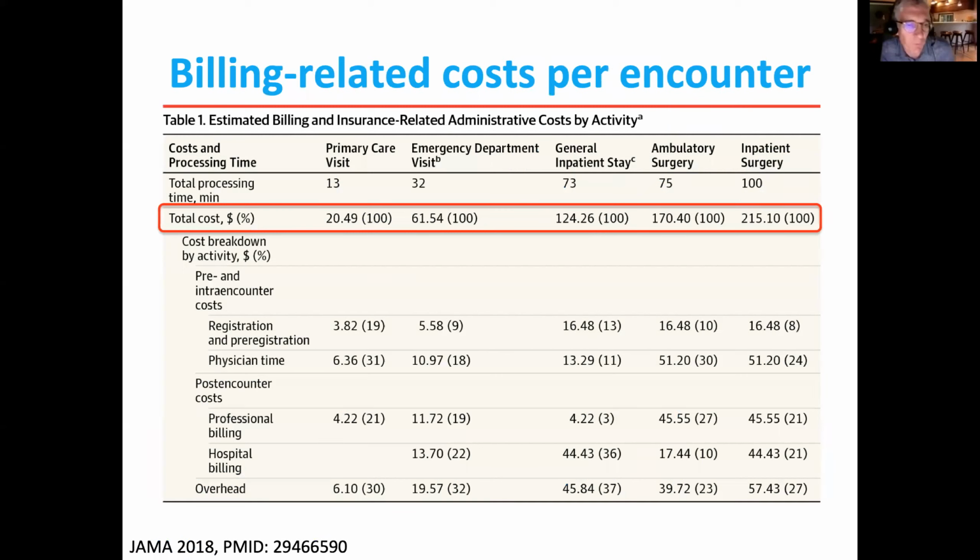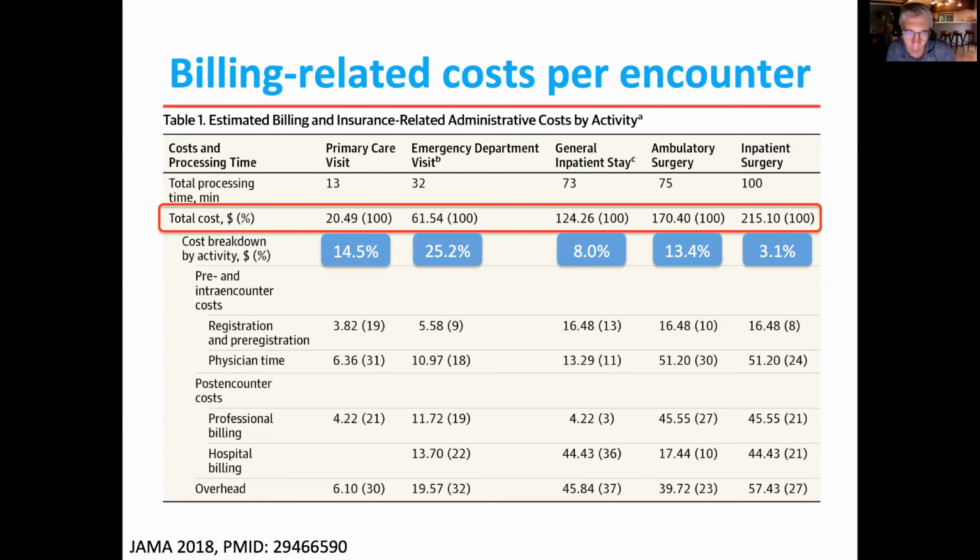So if you break this down per encounter, you can see that whenever you go see the primary care doctor, $20 is taken off the top of whatever you are charged strictly to submit the bill. That $20 is the cost to that doctor to have someone gather up all the paperwork and send in the bill. In the ER, it's about $60. For a general inpatient stay, it's about $124. If you have an outpatient surgery, it's $170. Inpatient surgery, $215. So this is the cost of submitting the bill to the doctor or to the system.